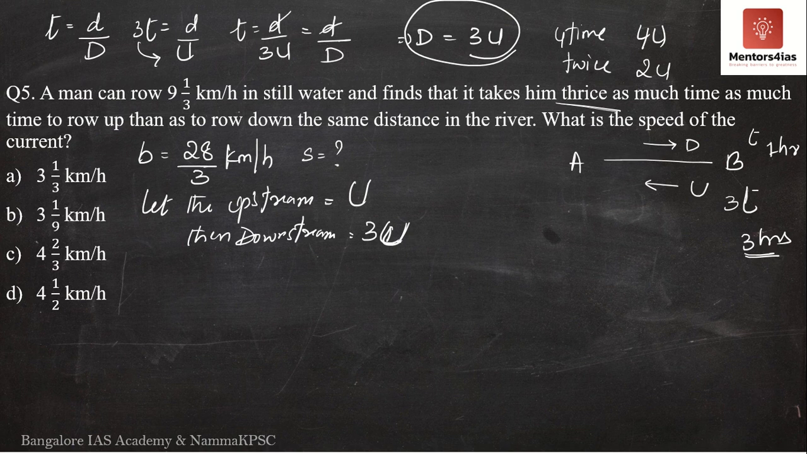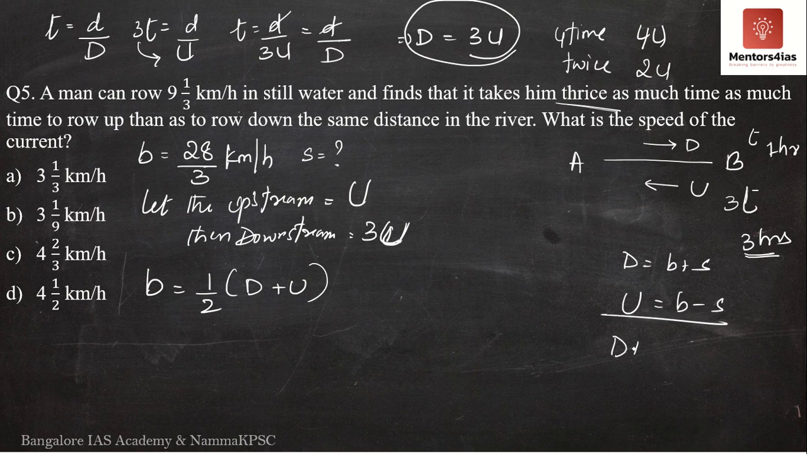Now, in yesterday's video, I did mention the speed of the boat is nothing but half the sum of the downstream speed plus the upstream speed. See here, D is nothing but B plus S and U is nothing but B minus S. If you take the sum, D plus U is equal to 2B. S and S get cancelled. Therefore, B is half the sum of D plus U. Therefore, the speed of the boat is half into D plus U.